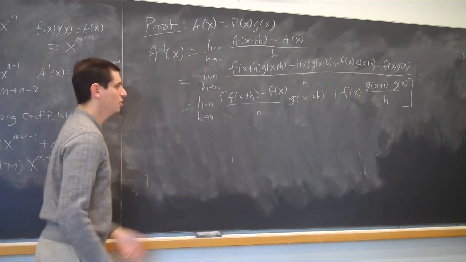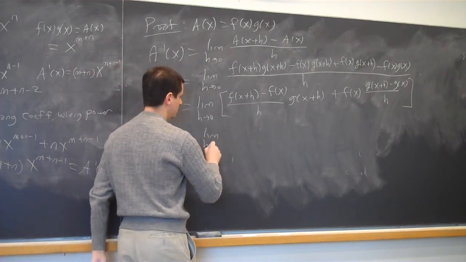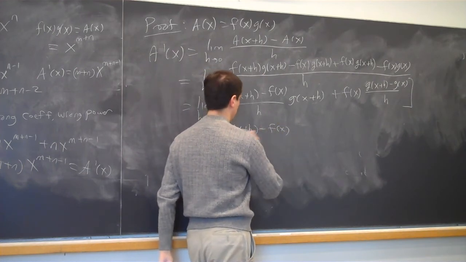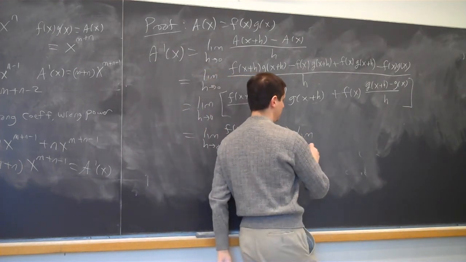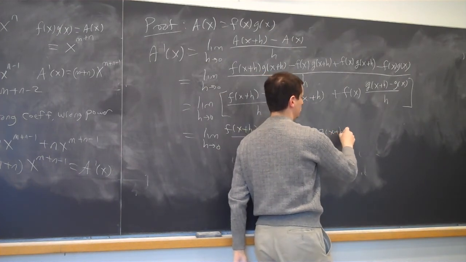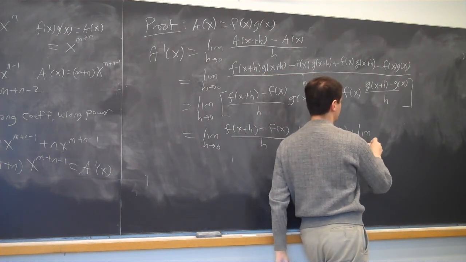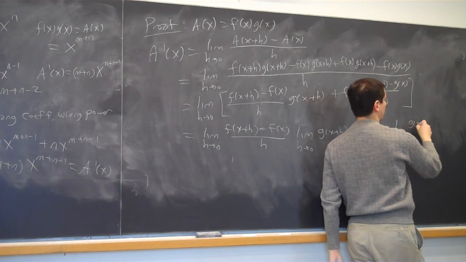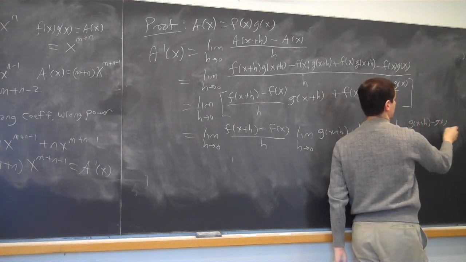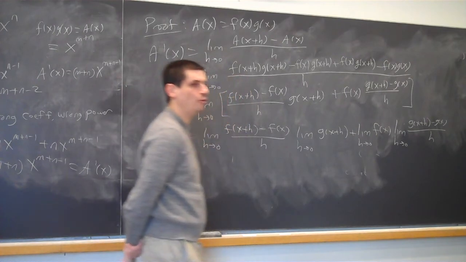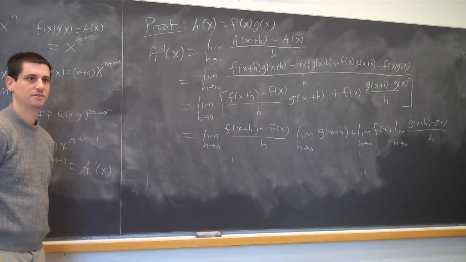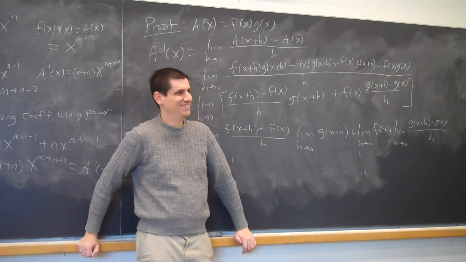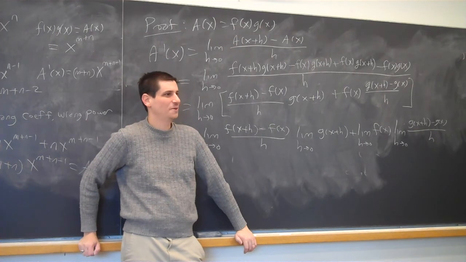Product of the limits. So now using my limit laws, this is the limit as h goes to 0 of f of x plus h minus f of x over h times the limit as h goes to 0 of g of x plus h, plus the limit as h goes to 0 of f of x times the limit as h goes to 0 of g of x plus h minus g of x over h. There are 4 limits. Which limit is the easiest? First, second, third, or fourth? Second. Nope. Third. I'd say the third's a little bit easier than the second.